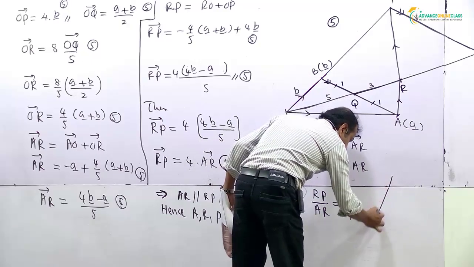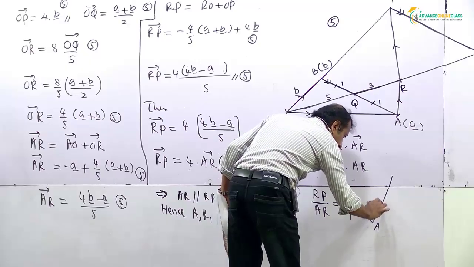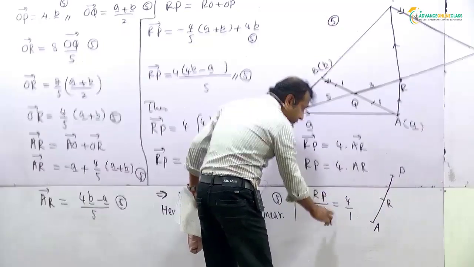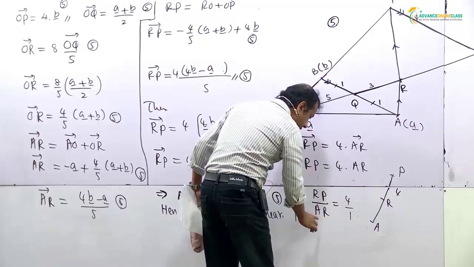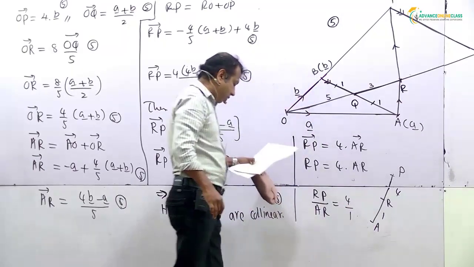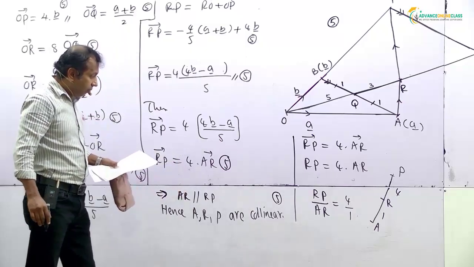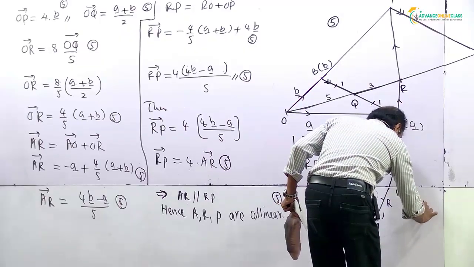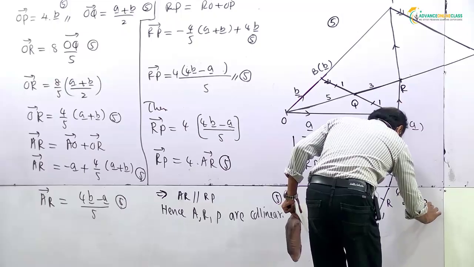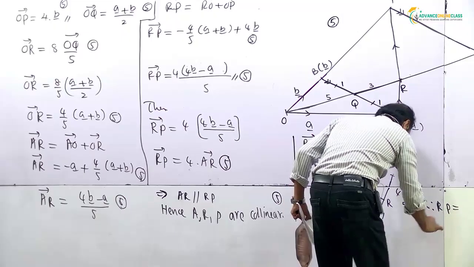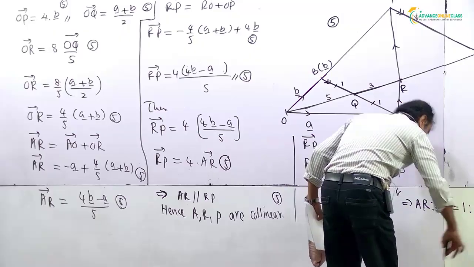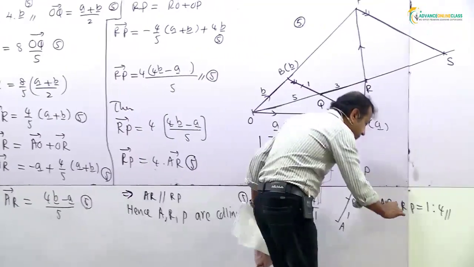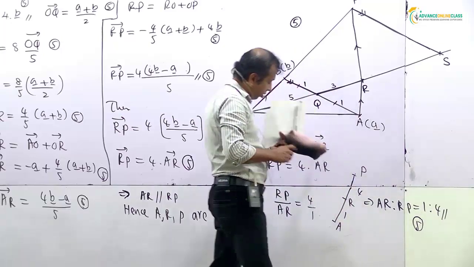Now we said A, R, P are on the same line. Here A, here R, here P. Now, RP is 4 units, here to here 4 units. AR is 1 unit. Then what is the answer asked? AR to RP ratio is 1:4. This gives AR is to RP equals 1:4. For that we get another 5 marks.